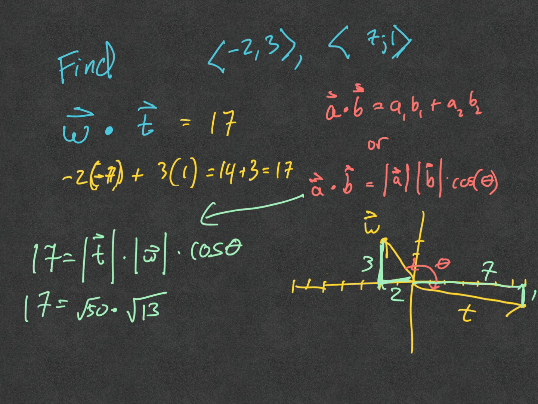All this equals 17. And then you run to your calculators and say, well, what is cosine theta? So cosine theta will equal 17 divided by the square root of 50, and then also divided by the square root of 13. So 17 divided by 50 square rooted is that number. Divided by 13 square rooted is that number. That is 0.6668.